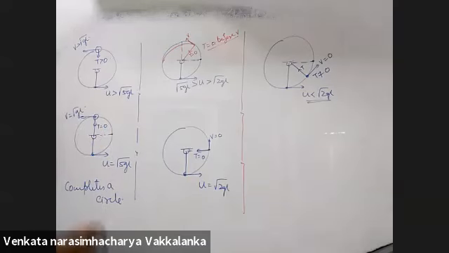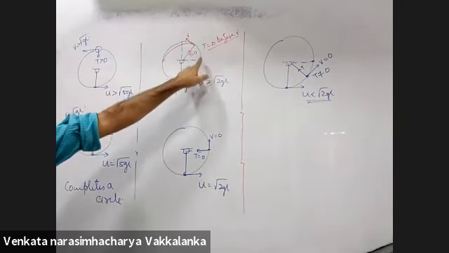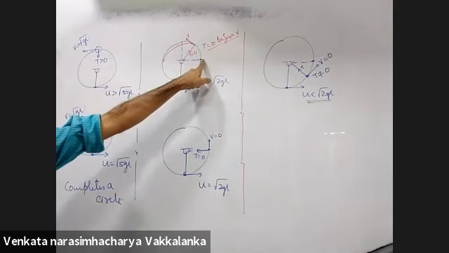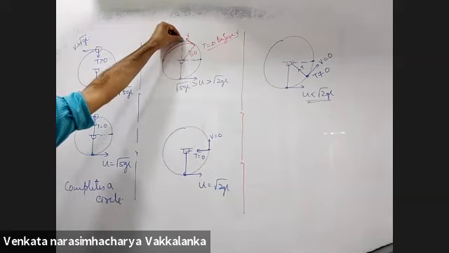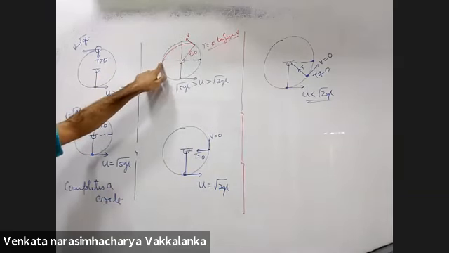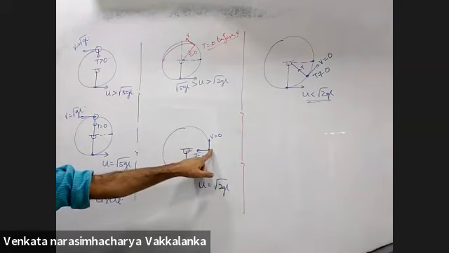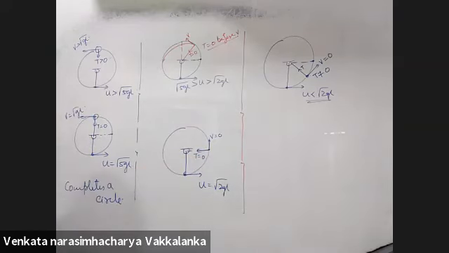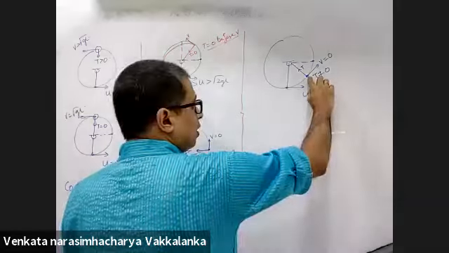If I give a velocity greater than under root 2 GL, it will cross this point. But less than under root 5 GL, the bob will not reach the topmost point. From here, it will go in the form of a parabola. Under root 2 GL velocity you give at this point, both tension and velocity simultaneously will become 0. Less than under root 2 GL, bob will come till here.